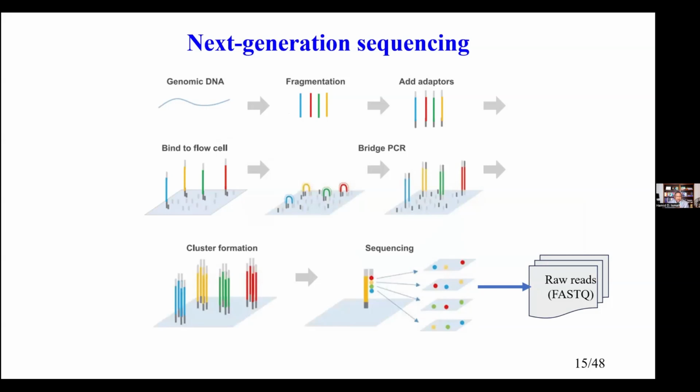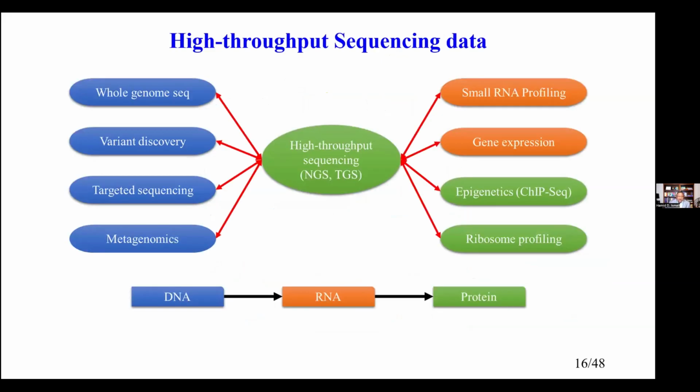With sequencing, when we get the samples, of course, we need to fragment them and add adapters, and after that we bind them. But the idea of next generation sequencing is that we will get very massive raw data, and we get that raw data in the form of FASTA files. Next generation sequencing has actually become the main source of this biological data.